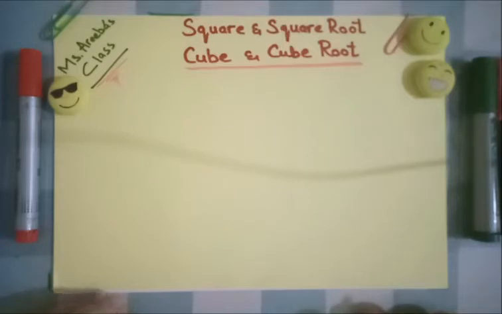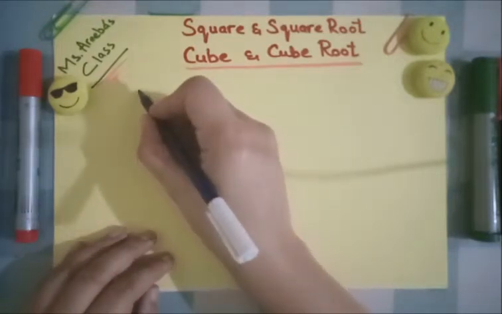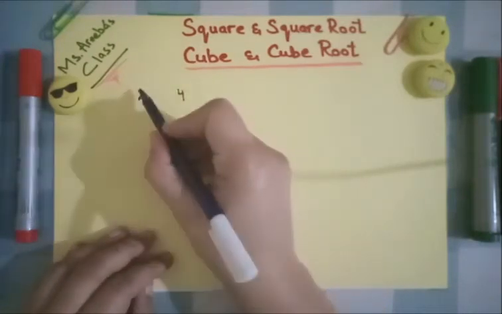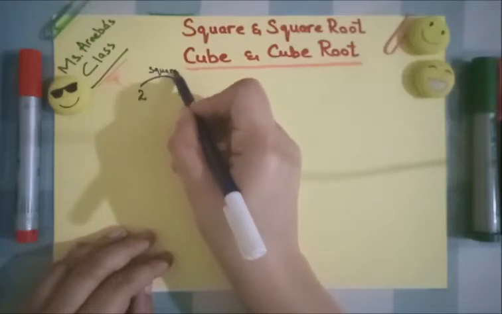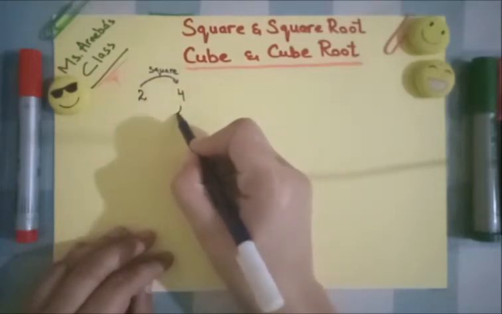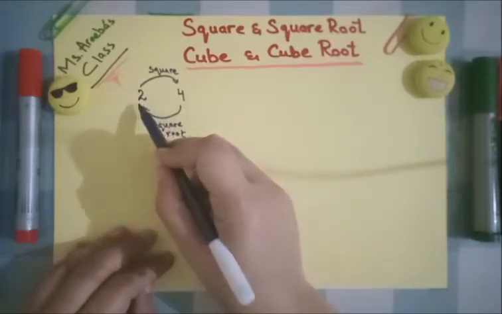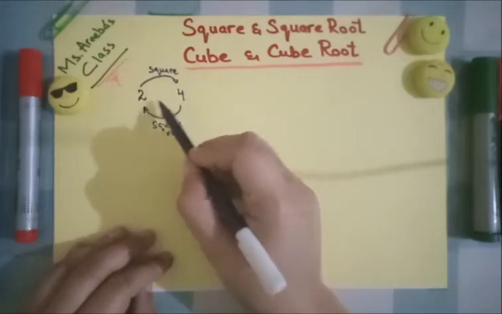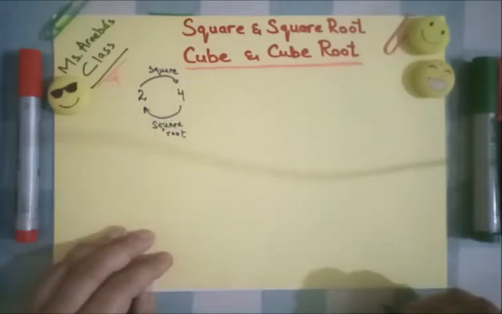Today we are going to learn about a very important concept: squares and square roots, and in the same way cubes and cube roots. First of all, I want to show you that if we take the square of 2, which equals 4, it means that 2 squared is 4, and if I take the square root of 4, it becomes 2. It means that square and square roots are inverses of each other. As you can see, 2 gives the square 4, and 4 gives you the square root 2.